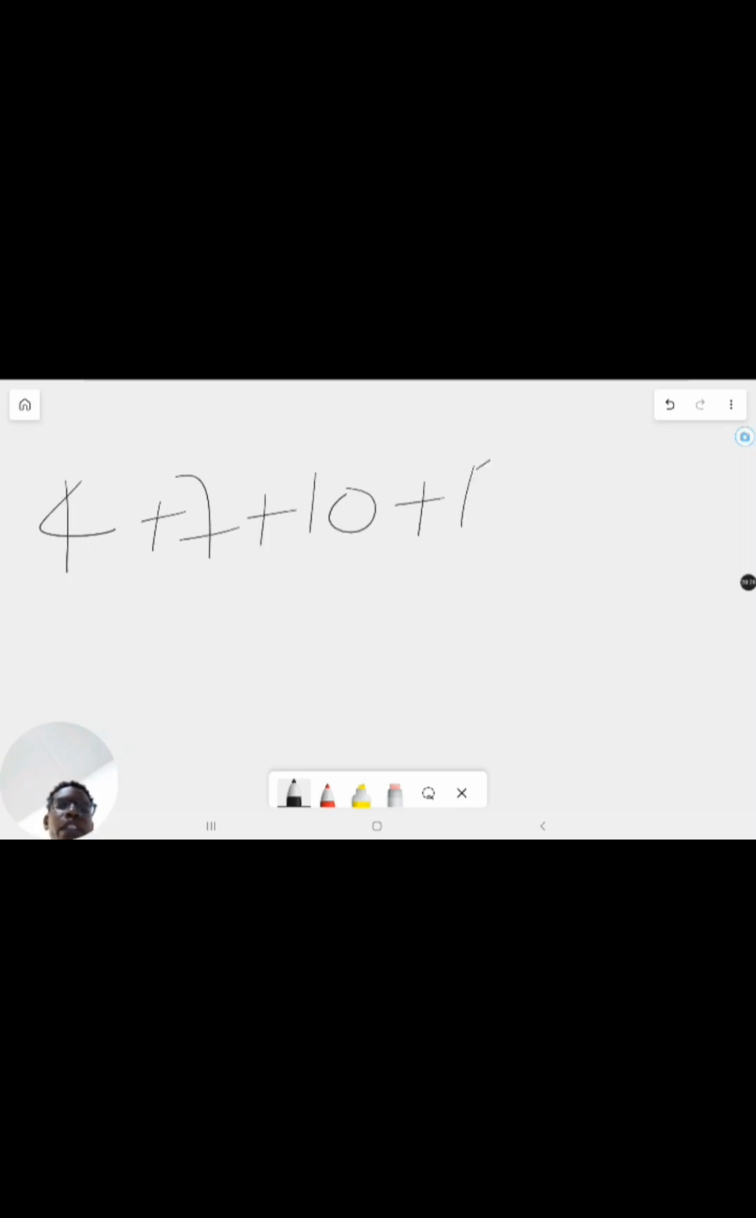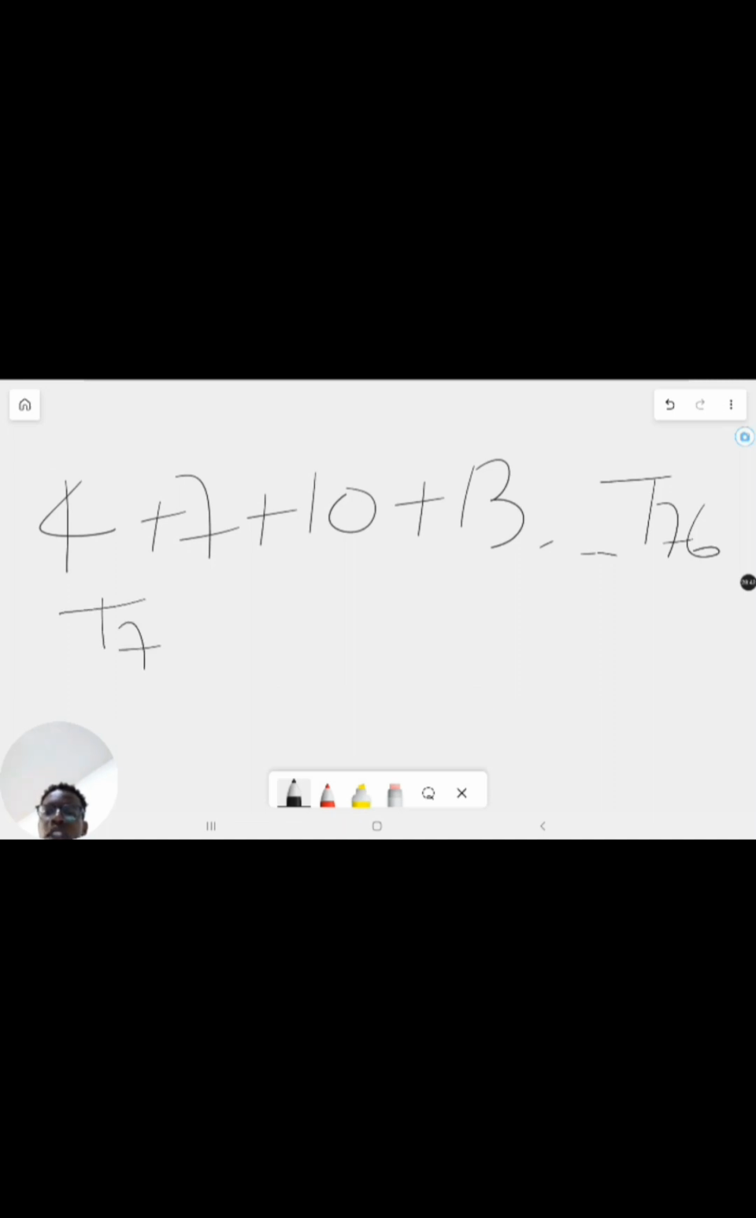sequence. Now, what if you had term number 76? So this is 4 plus 7 plus 10 plus 13 all the way to term 76. What is term 76? We can use our equation for arithmetic sequences to find out what term 76 is quickly. I just want to show you something.